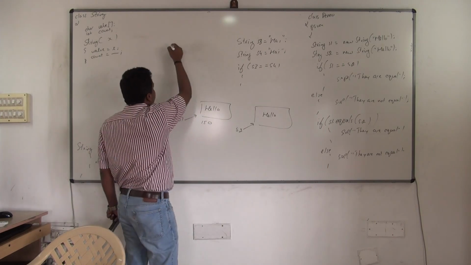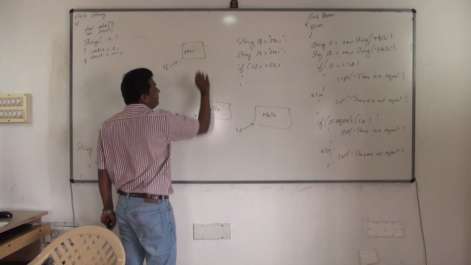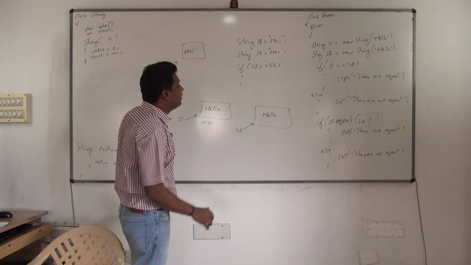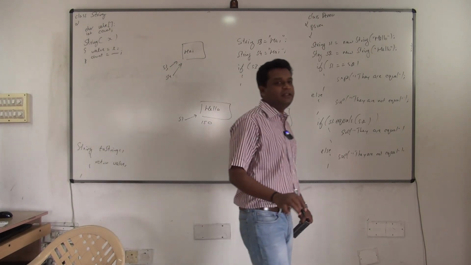See, in this condition what happens now? Hi will be created. This is s3, hi. First time it will create a new one. Second time onwards it will not create. What it will do? Directly the same value will be given to s4. So here in this case what happens?